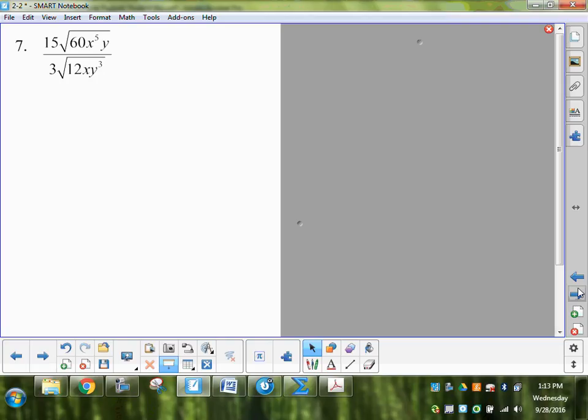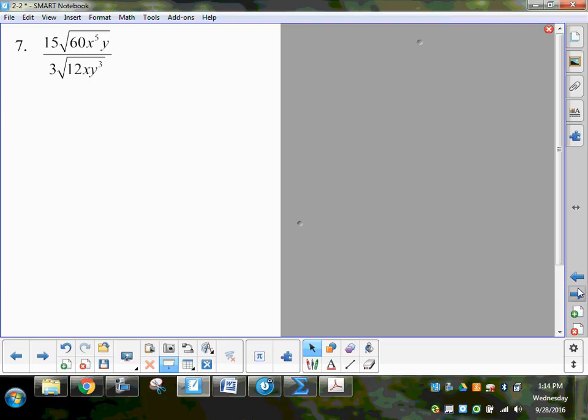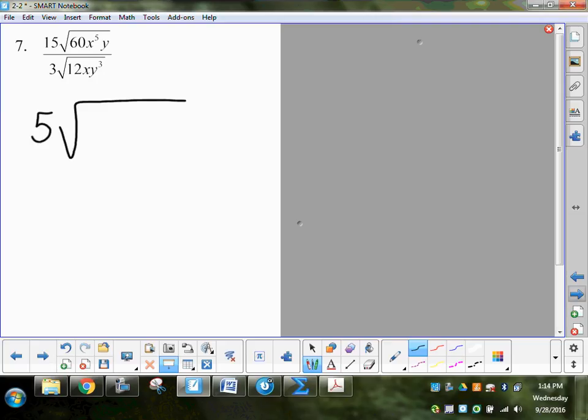Looking at what's there for number 7, there's all of this division going on. I want to simplify things down. So Taylor, what would you go through and do? What could you do to reduce this? 15 divided by 3 is going to give you how much? Okay, that takes care of the outside.